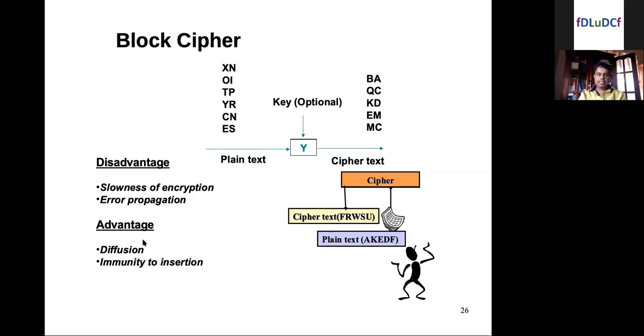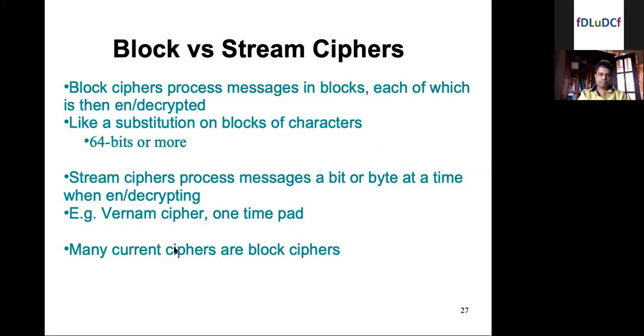On the other hand, the advantages are good diffusion, I will let you know what it is in a minute, and immunity to the insertion attack. That means if someone wants to insert data, that is not possible because if they insert it, the entire block gets corrupted. Because of that, the recipients understand that someone tried to tamper with the data. So that is an advantage of the block cipher. It's immune to the insertion attack. It has the property called diffusion.